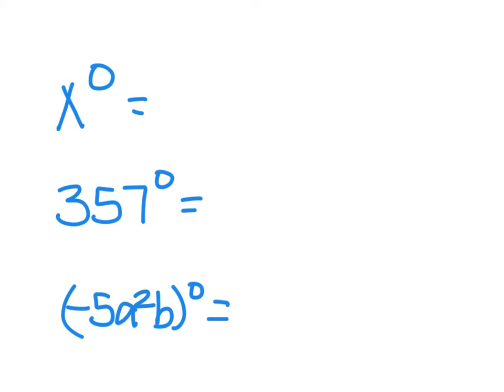Remember, anything with an exponent of 0 is always equal to 1. It doesn't matter if it's a positive number or a negative number, it's always equal to 1.